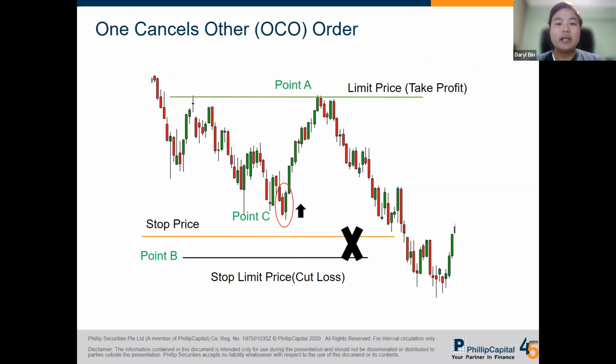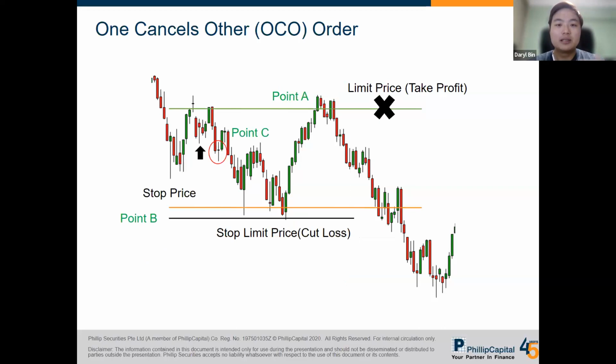Let's say you already have a position and you set the OCO order. You entered the position at the red circle at point C, and you set your take profit at point A and your cut loss at point B. After some time, the market goes in your favor and it triggers the limit price to take profit at point A. Then once you take profit, your stop price and stop limit price at point B will be cancelled. Same thing, it is either take profit at point A or cut loss at point B.